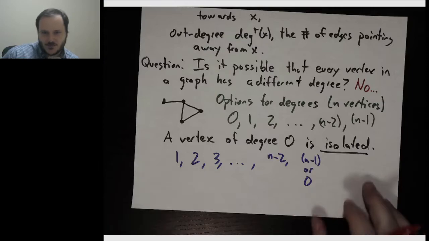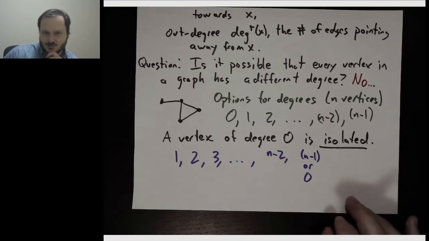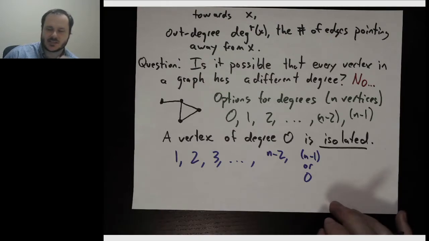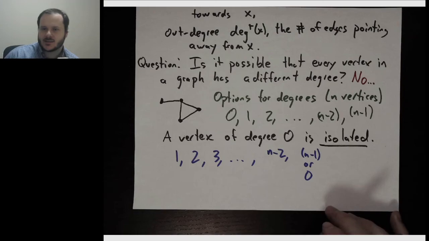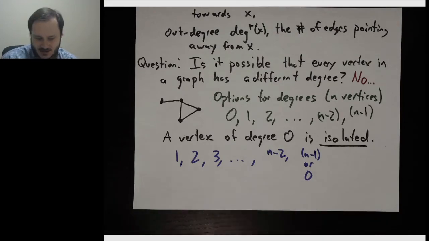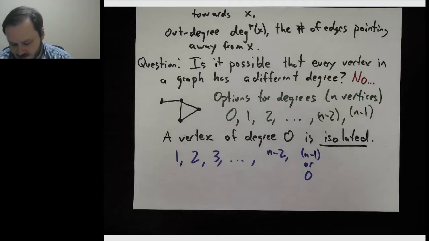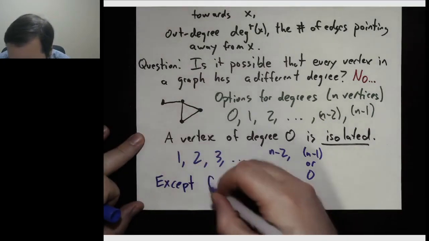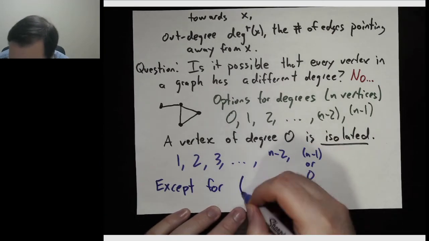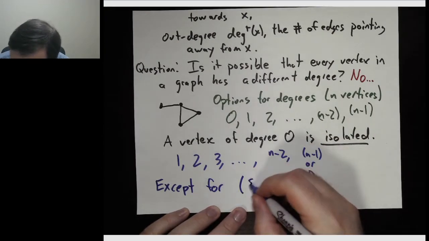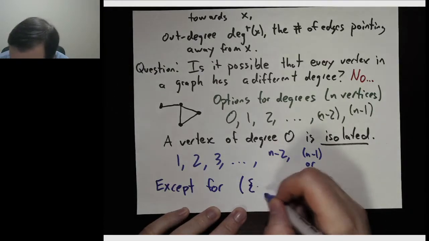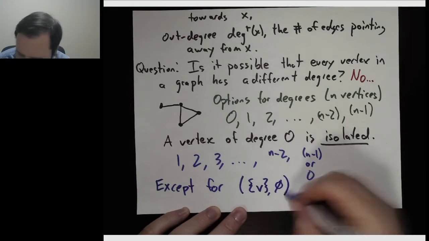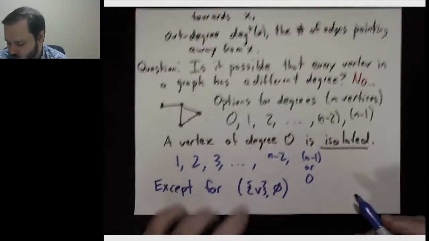Well, kind of. Because I am lying to you. It is possible. There's one example. There's exactly one graph where every vertex has a different degree. And that is if you're just a single vertex. So that is the graph whose vertex set has one element. I'll just call it V, and whose edge set is the empty set. I have one vertex, I have no edges.